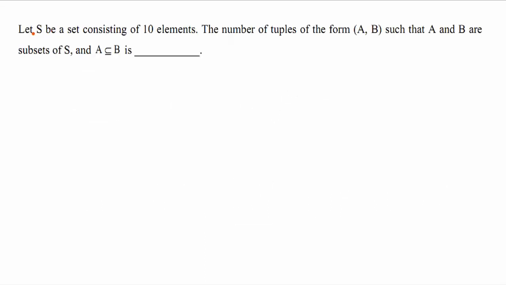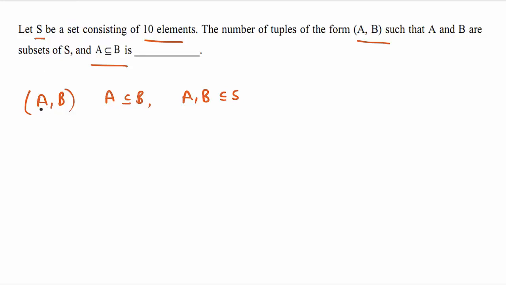Okay, let's solve this question. This question says that there is a set S consisting of 10 elements. They are asking for the number of tuples of the form A comma B such that A and B are subsets of S and A is a subset of B. So there are two sets A and B where A is a subset of B, and both are subsets of S. How many such pairs are possible for A and B? That's what they are asking, right?